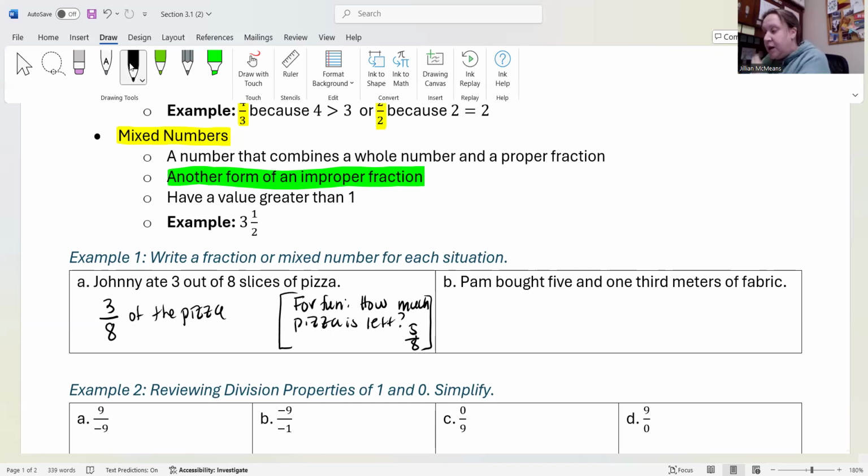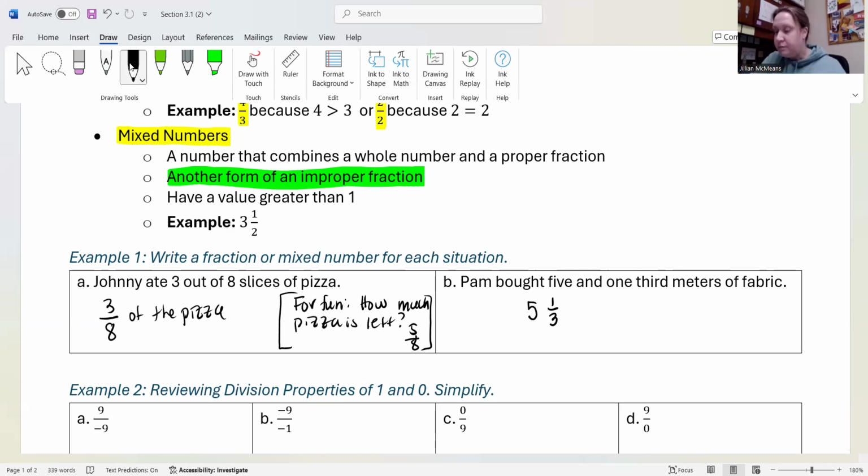All right, part B. Pam bought 5 1/3 meters of fabric. So Pam is going to be sewing some outfit, whatever, curtains. I don't know what you can make out of 5 1/3 yards or meters of fabric, but we need to find a number that would represent this. Well, Pam has 5 whole meters of fabric plus 1/3 more. So 5 1/3 in this case.